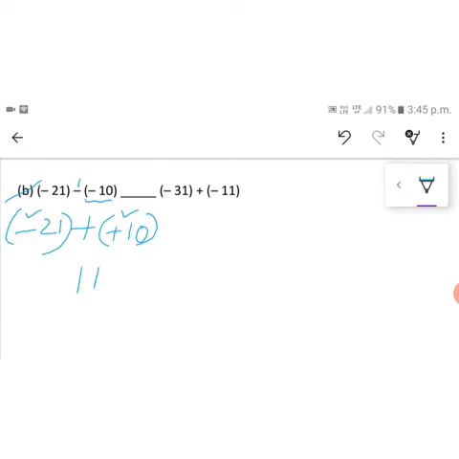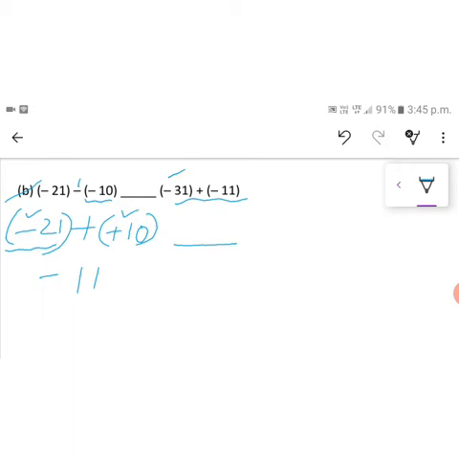And give the sign of the bigger number. Here the bigger number is 21. The sign of the bigger number is minus. So minus 11. Now we do the right hand side. Minus 31 plus minus 11.